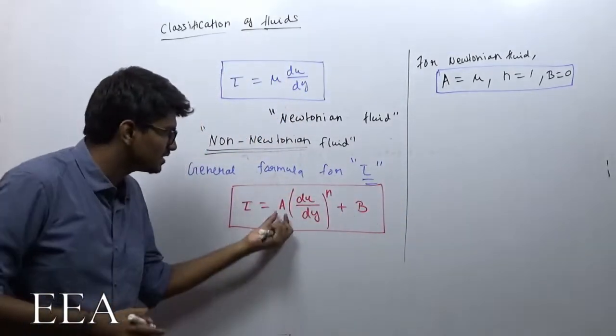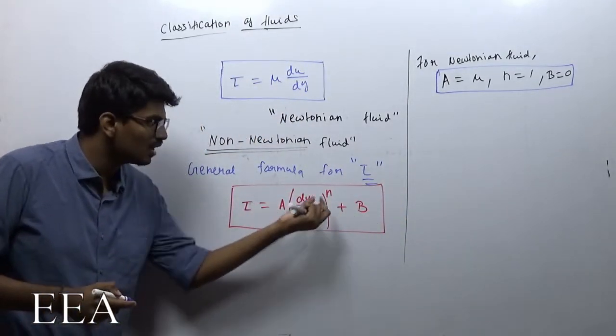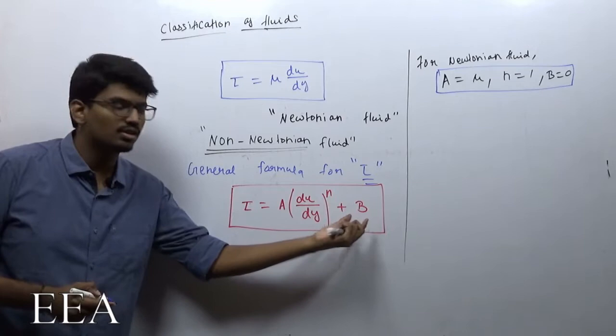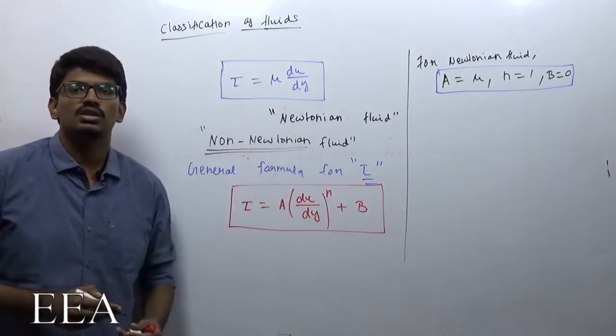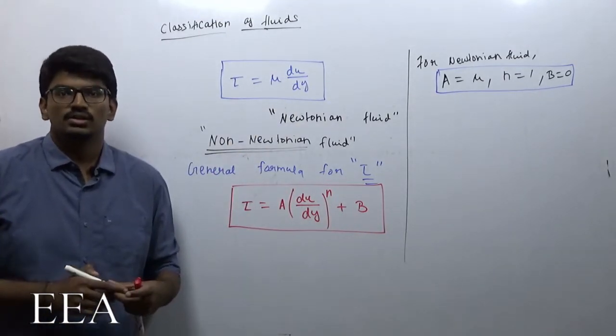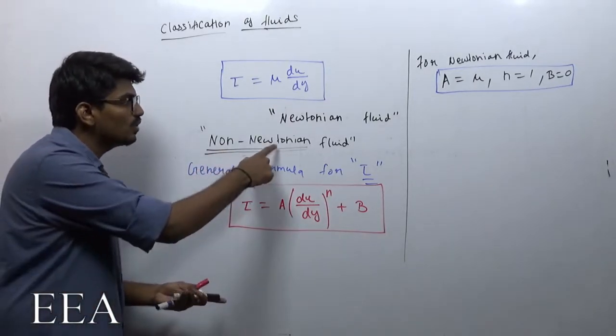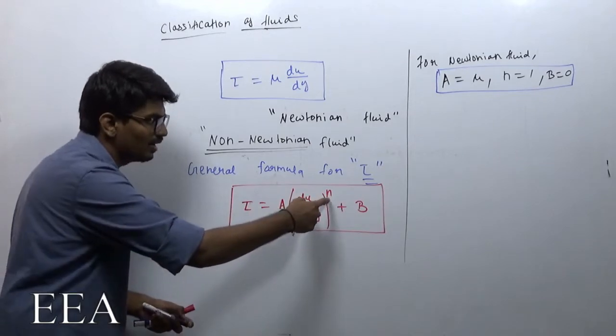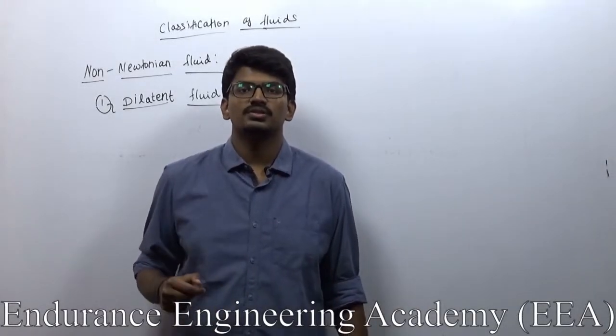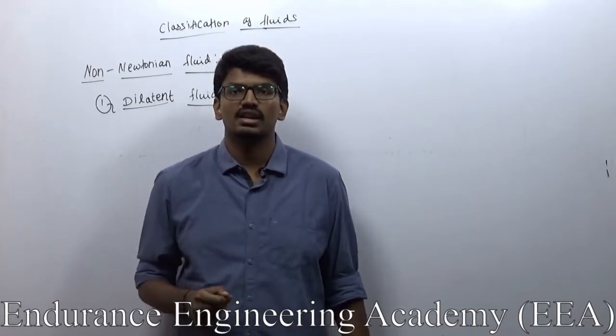Now you can easily guess, if I substitute mu in place of A, 1 for n, and b equal to 0, then tau will give me Newton's law of viscosity itself, okay? So this is the Newtonian fluid. Now we will classify non-Newtonian fluids based on this A value, n value and b value. So I am going to classify different types of fluid with the help of our generalized equation, okay?